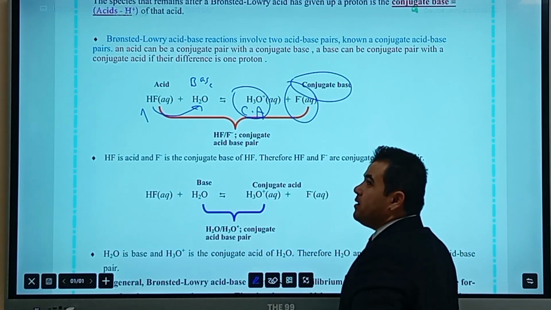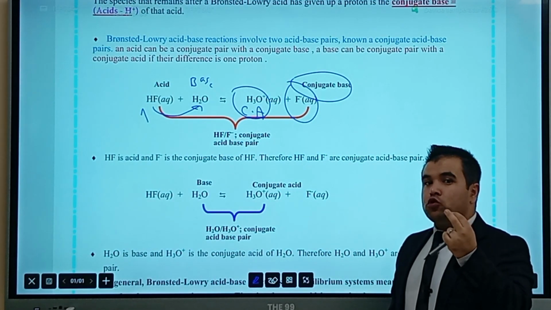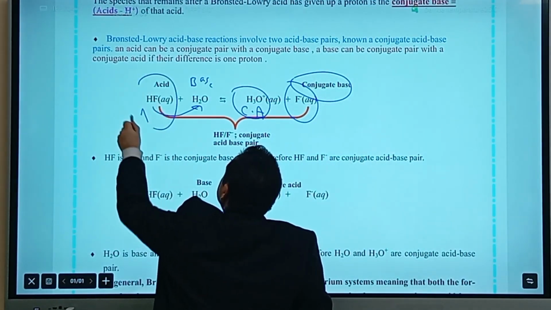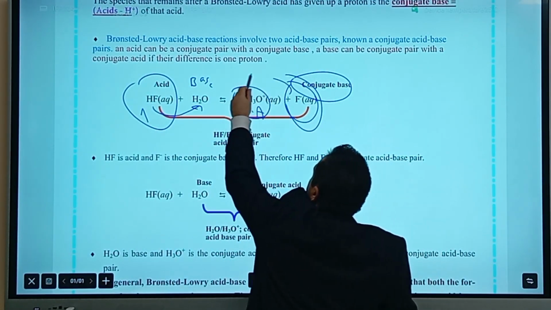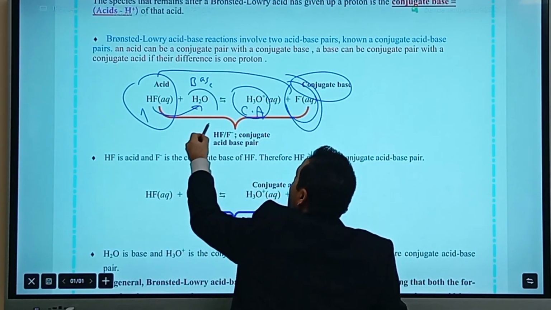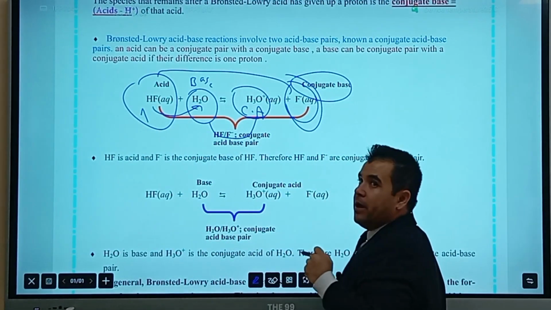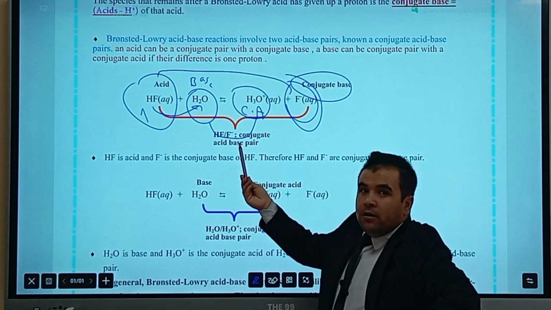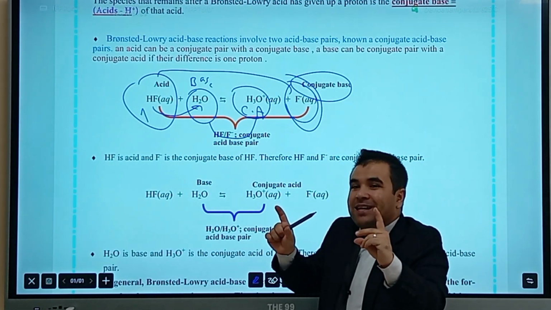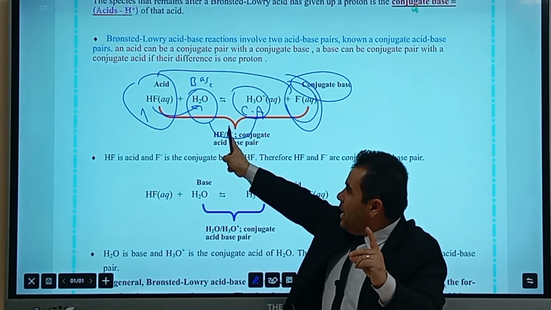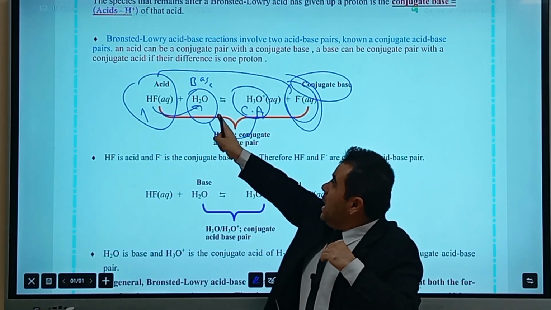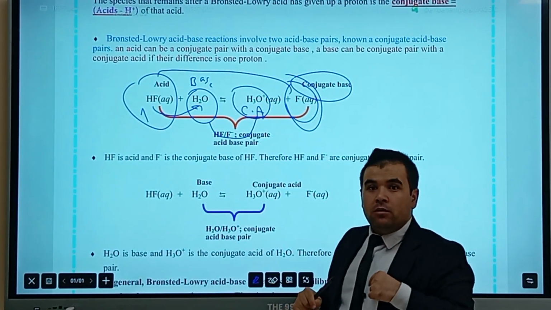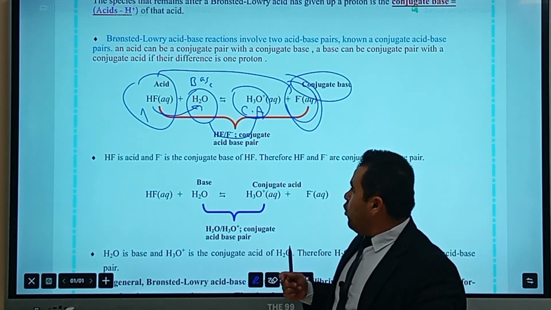What can be conjugate pairs? In every acid-base Bronsted-Lowry reaction, there should be two conjugate pairs. The acid with the conjugate base are a pair of each other. The base with the conjugate acid are a pair of each other. As you can see, guys, HF and F negative have one proton of difference. The same for H2O and hydronium. They have one proton of difference. That's why they can be conjugate pairs of each other.